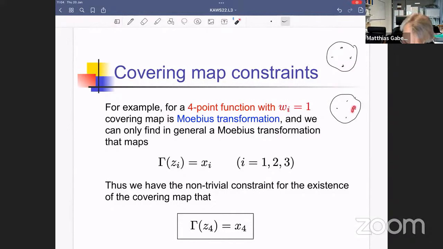But if I specify the Xs and the Zs, then I know that a Möbius transformation will generically not exist because, as you know, you can always find a Möbius transformation that maps any three points to any three points, but you can only map four points to four points if the corresponding cross ratios coincide. Or put differently, I can use the Möbius symmetry to arrange for the first three points to map to the first three points by just applying the appropriate Möbius transformations up there and up there. But once I've done that, I've used up my freedom as regards Möbius transformation, and then I get the covering map provided that the fourth point gets mapped to the fourth point. I don't have any freedom anymore because I've used up my Möbius symmetry to fix that the first three points get mapped to one another.